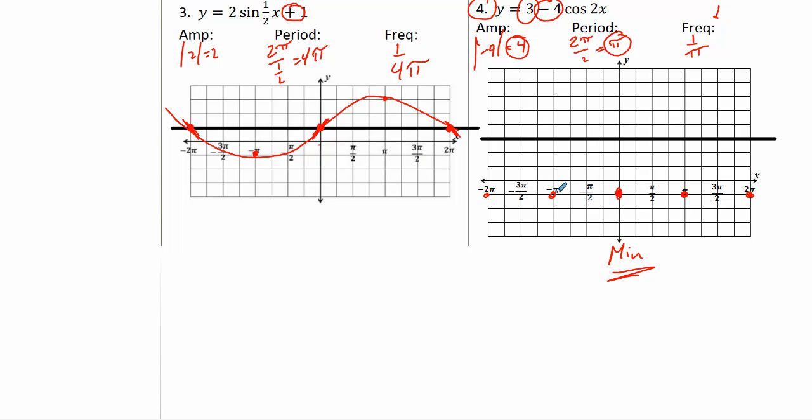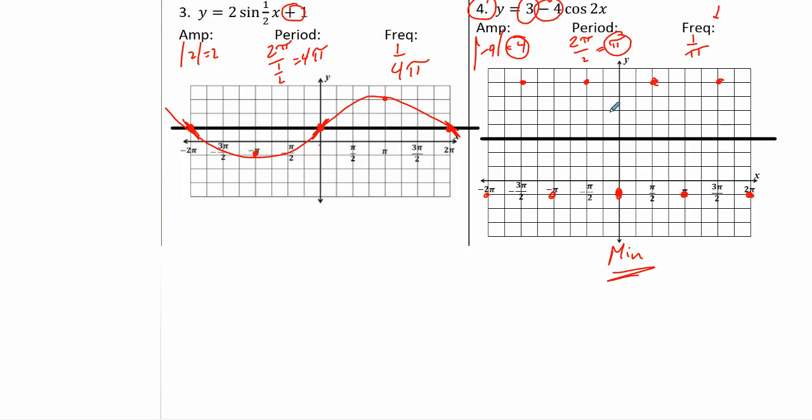So where is halfway between those two values? That's going to be a maximum. Halfway between is negative pi over 2 and pi over 2 and so on. So that's going to be 4 away in the opposite direction. 1, 2, 3, 4 up here. 4 right there, and right there. Then we just graph them.